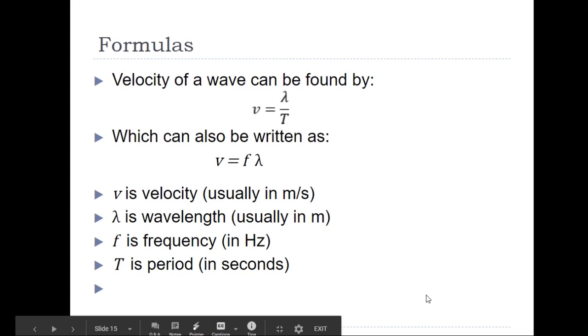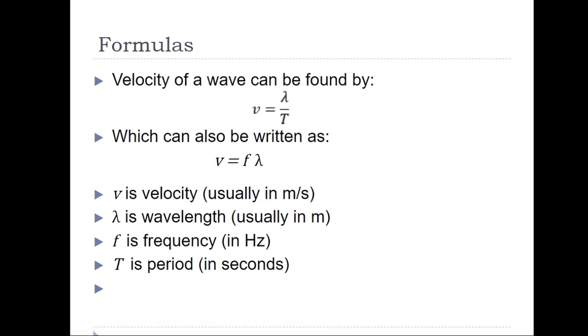Let's deal with the last portion of this first lesson here. Formulas. Velocity of a wave can be found using the formula V is equal to lambda over T, aka the wavelength over the period. It could also be written as velocity is equal to frequency multiplied by the wavelength. In these examples, V is velocity, and if you want to stay consistent, please try to keep it in meters per second. Wavelength is lambda, usually measured in meters. F is frequency, measured in hertz, or 1 over seconds. And T is period, measured in seconds.